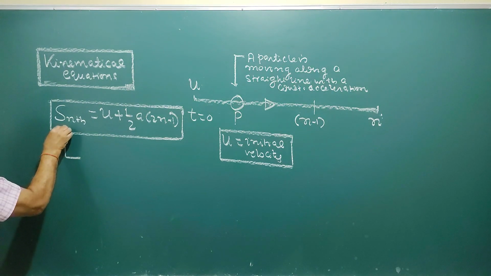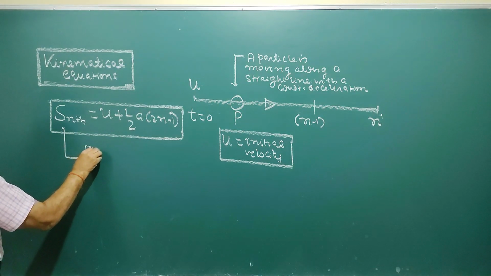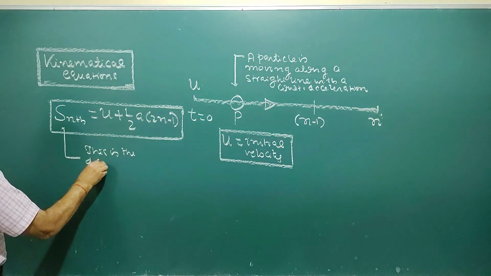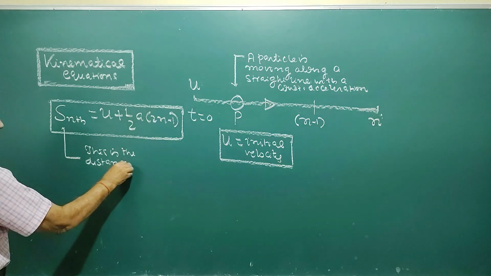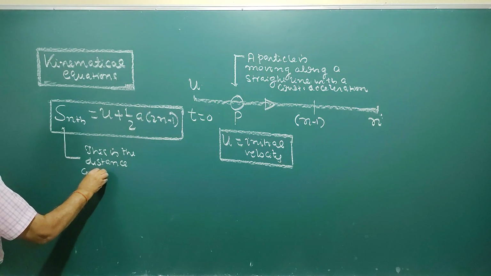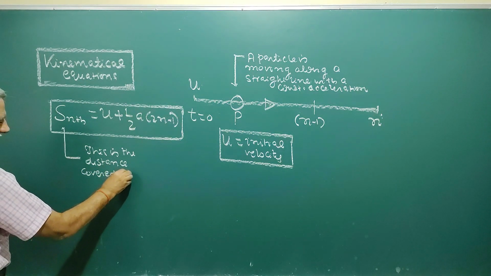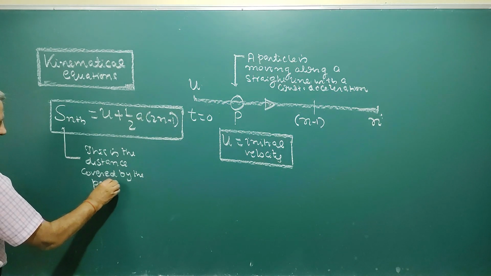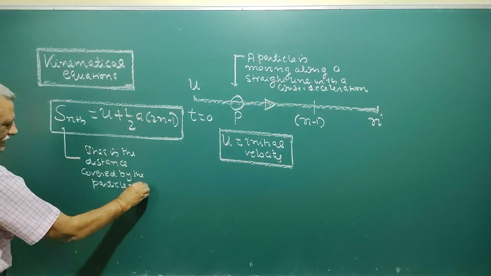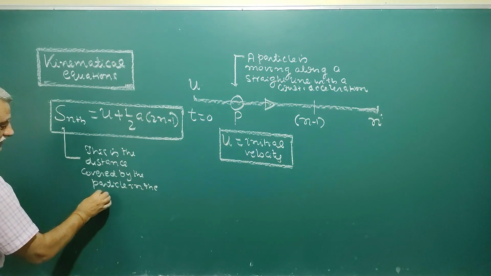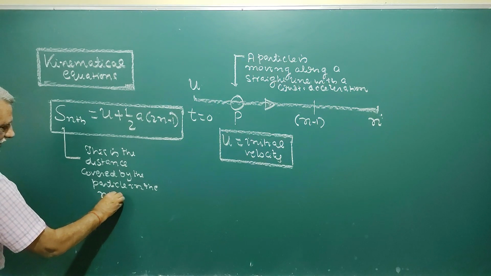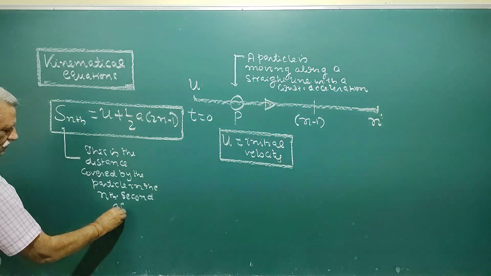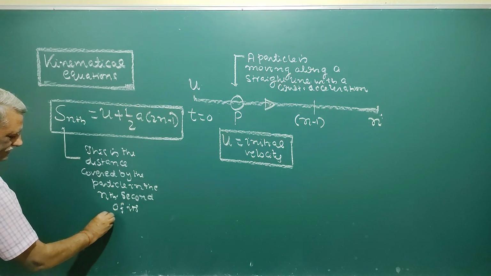ये जो डिस्टेंस है, this is the distance covered by the particle in the nth second of its motion. Nth second of its motion, right?